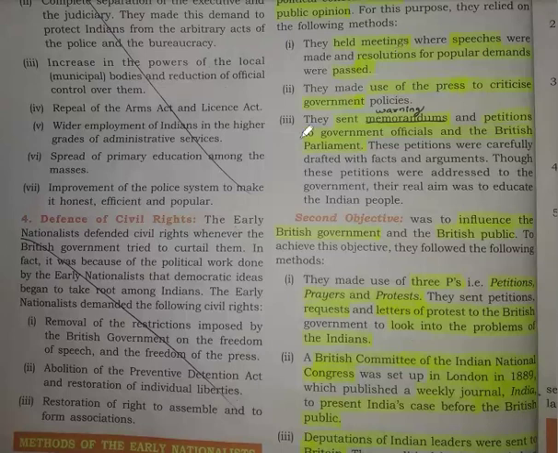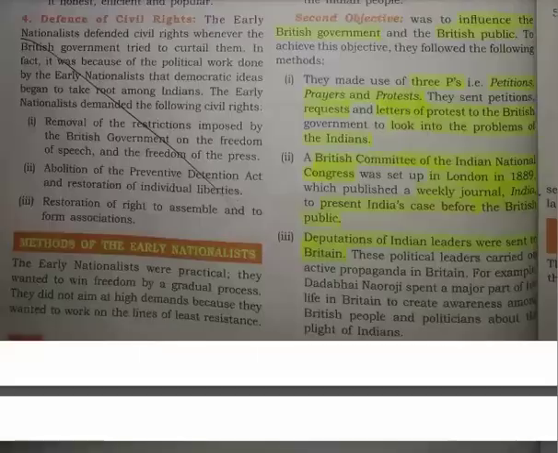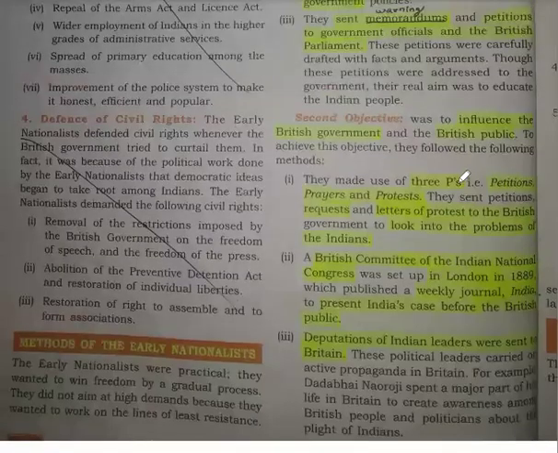And then we have the second objective, which was to influence the British government and the British public. To achieve this objective, they followed the following methods. The first thing is they made use of three P's. Three P's means petition, prayer, and protest. So they sent petitions, requests, and letters of protest to the British government to look into the problems of the Indians.